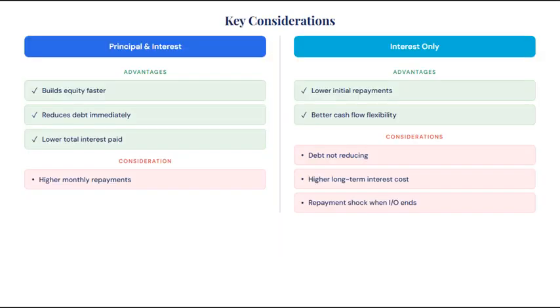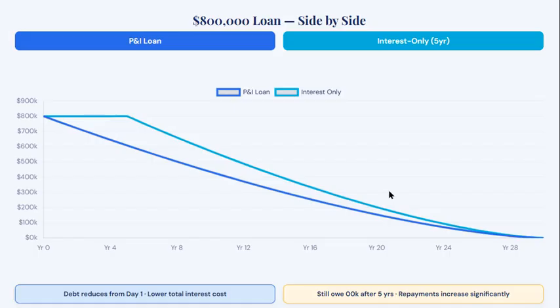While interest-only loans can provide flexibility and cash flow benefits, borrowers should understand that delaying amortization often results in paying more interest over the life of the loan. Let's look at a simplified example. Imagine a loan of $800,000 with the same interest rate.